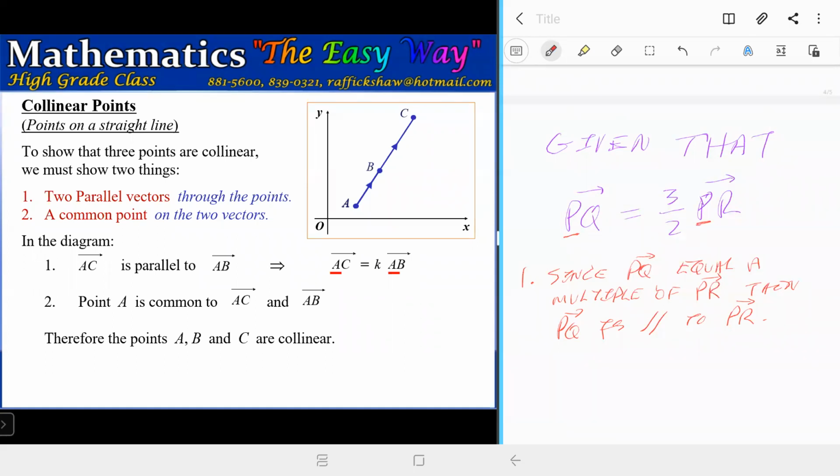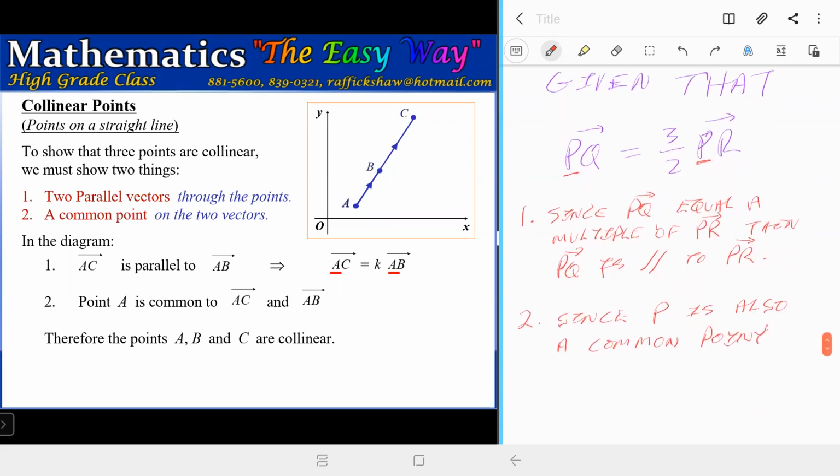Common point P. So the next conclusion is, since P is also a common point. What do I mean by a common point? Common point means that P is on this vector and P is also on that vector. That's what common point means. You have a letter, you have a point on the two vectors.